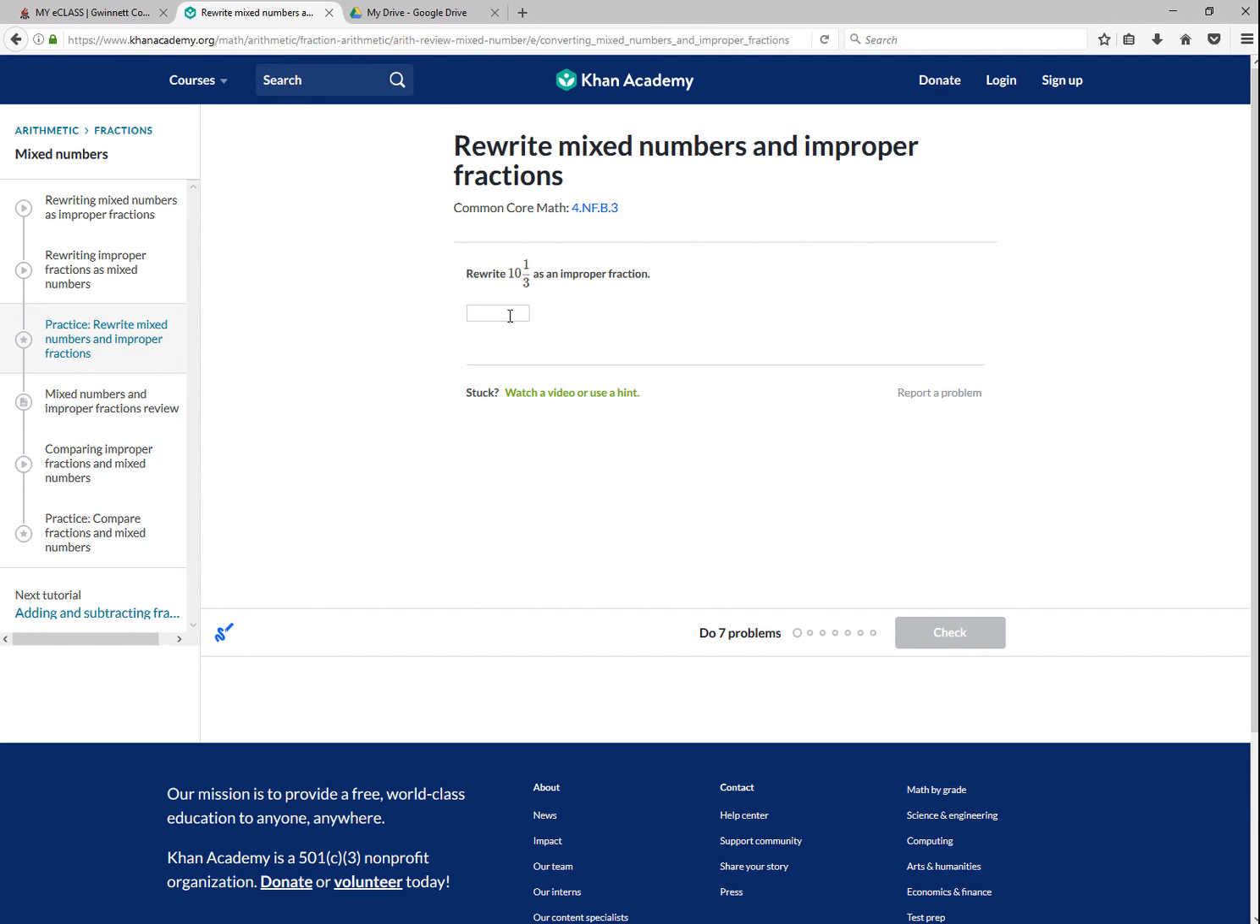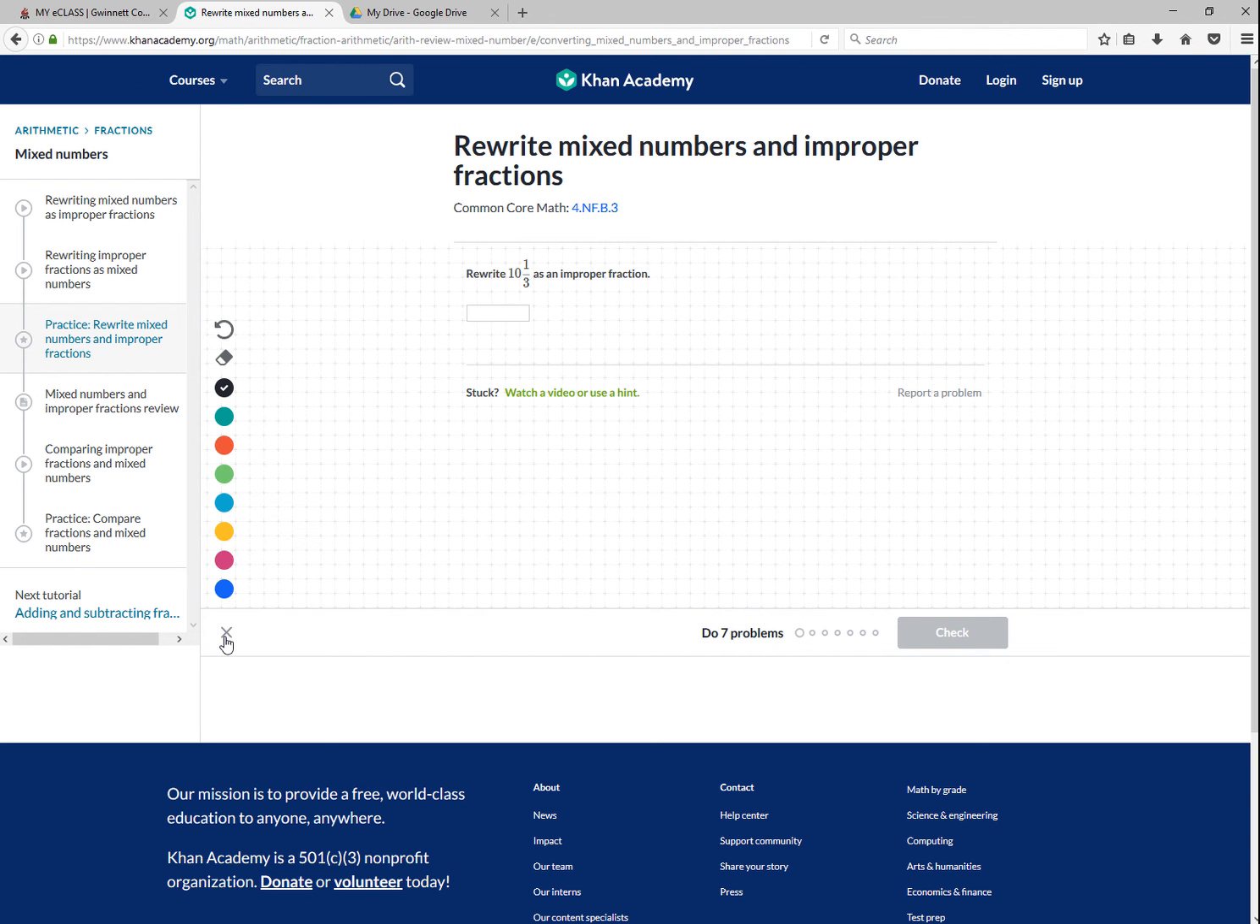I cannot tell you when that happens, because really I don't know. It surprises me each time. So I'm going to assume I'm going to do 7 problems. And this one says to rewrite 10 1/3 as an improper fraction. These are things that you should know already. But what if I don't? Let's say I don't know what I'm doing.